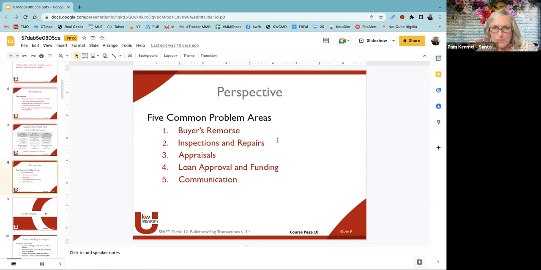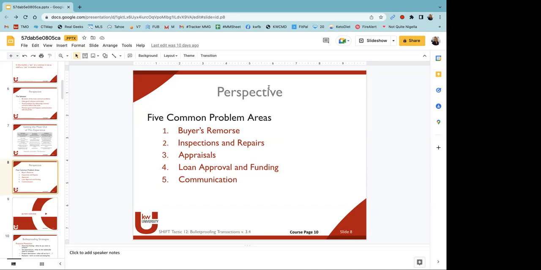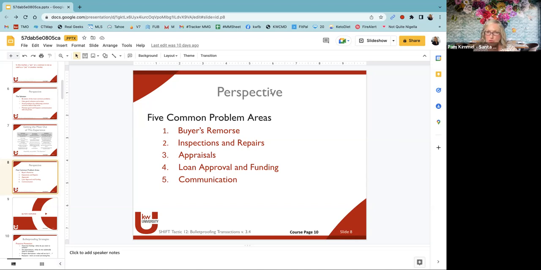So five common problem areas: buyer's remorse, inspections, repairs, appraisals, loan approval, funding, and communication. If anyone on here has had transactions recently, what was something that came up in one of your most recent transactions? Lenders not really caring. Lenders not caring. Thank you, Jordan.